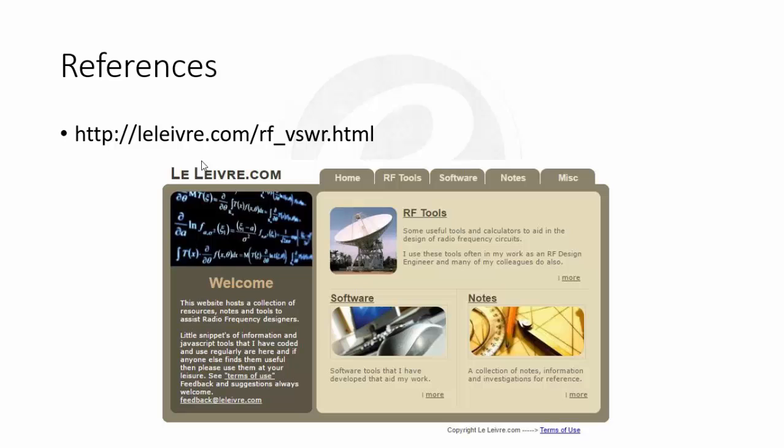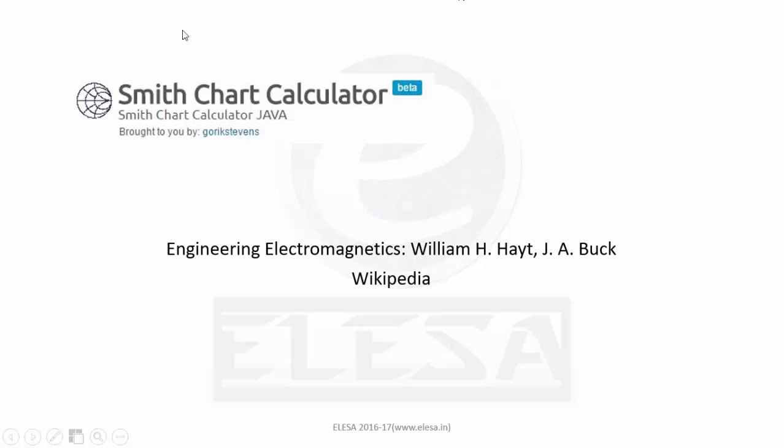If I missed something from this tutorial, here are a few references which I used in preparing it. The first was this website which I found on the internet, a host to many software tools you can use in RF design and electromagnetic engineering related calculations. And finally, the Smith chart calculator, which I found on SourceForge, and this friendly little book, Engineering Electromagnetics by William H. Hayt and J. A. Buck, and obviously Wikipedia.